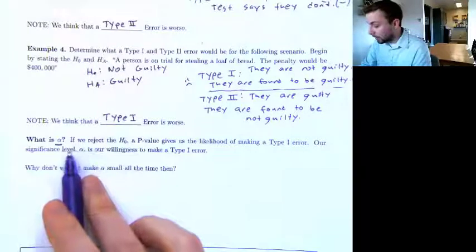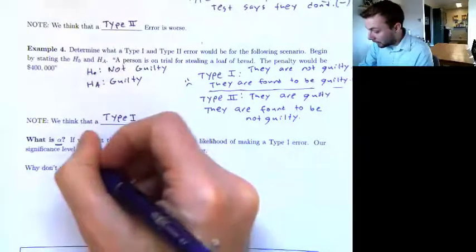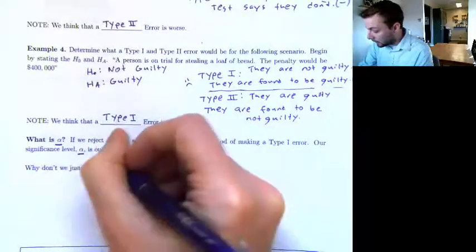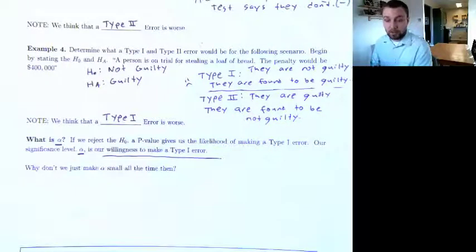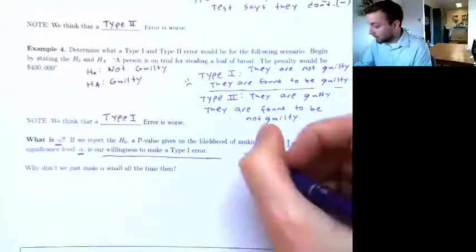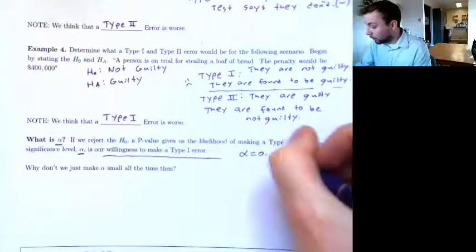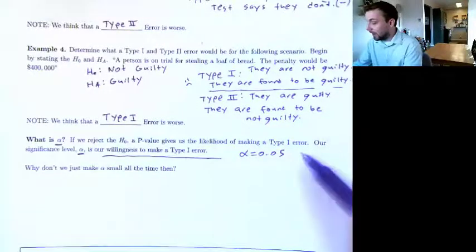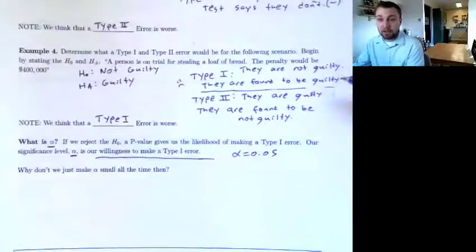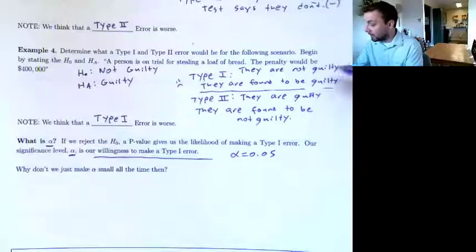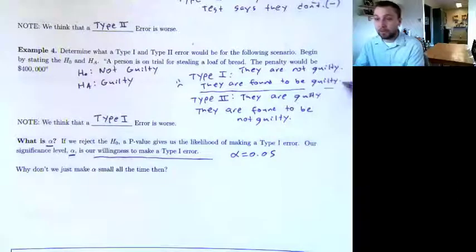And here's what's actually going on. Alpha is our willingness to make a type 1 error. So when I say something like alpha equals 0.05, this means I am willing to say that 5% of people that are not guilty should be found to be guilty. It's sort of my willingness to make that type 1 error.